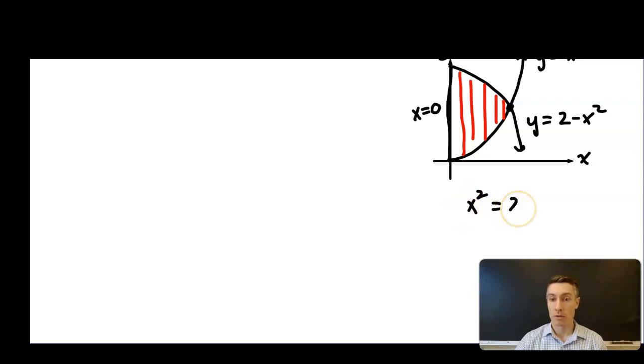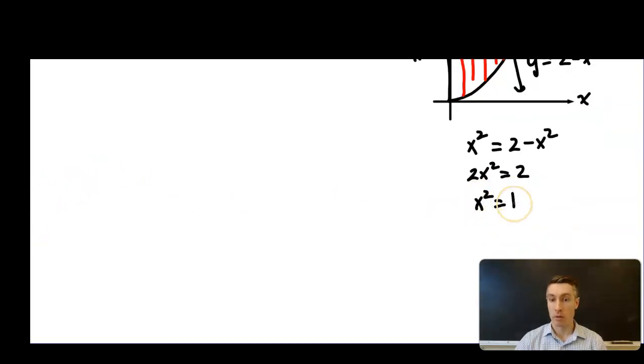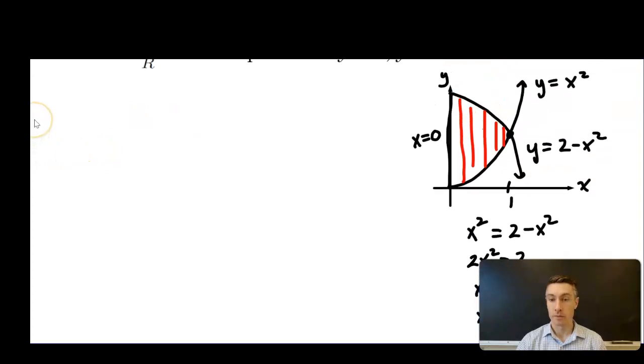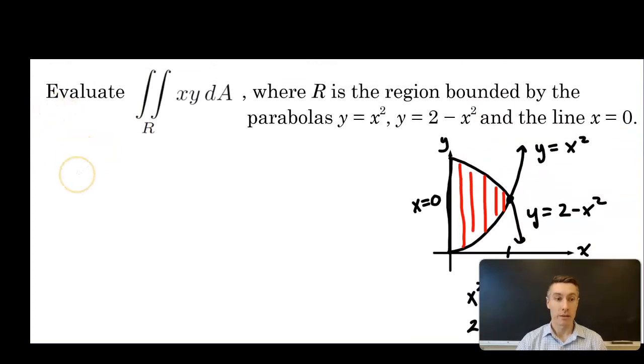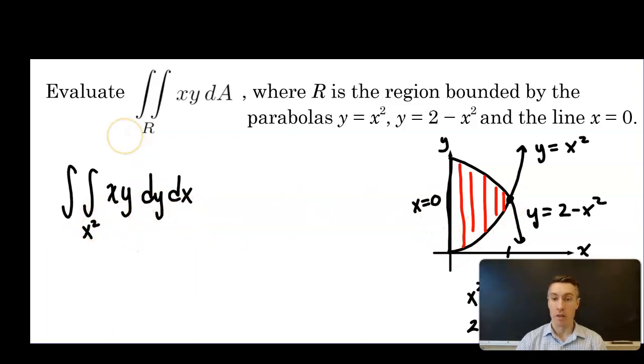So x squared equals 2 minus x squared. 2x squared equals 2. X squared equals 1. X equals plus or minus 1. So for this region, that point of intersection is positive 1. Okay, so now we get to work. So double integral of xy. We're going dy dx since it's a type 1 region. Y goes from on the bottom x squared, on the top 2 minus x squared, and then we're going from 0 to 1.